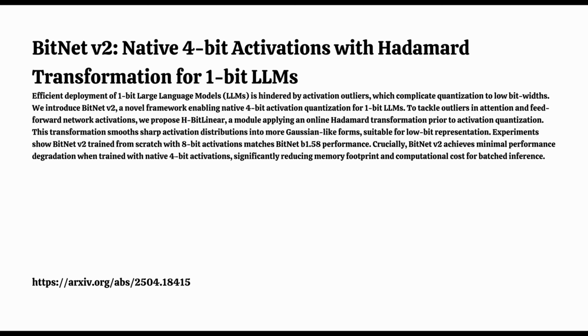Did it actually work? How did BitNet v2 perform? The results look quite promising, according to their experiments. First, comparing BitNet v2 using 8-bit activations against the older BitNet b1.58. They found BitNet v2 performed comparably, or sometimes even slightly better, across various model sizes, 400 million up to 7 billion parameters. This was measured by perplexity and accuracy on downstream tasks. So the new structure itself, even without 4-bit activations yet, is solid.